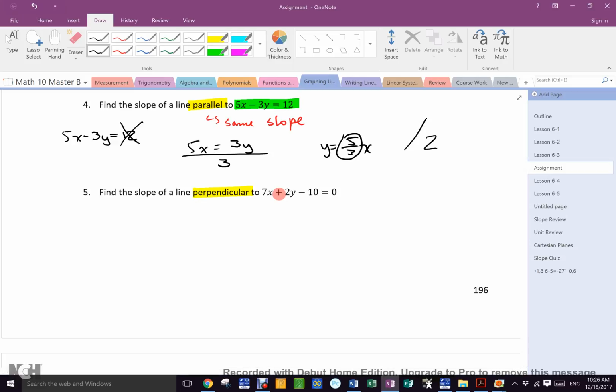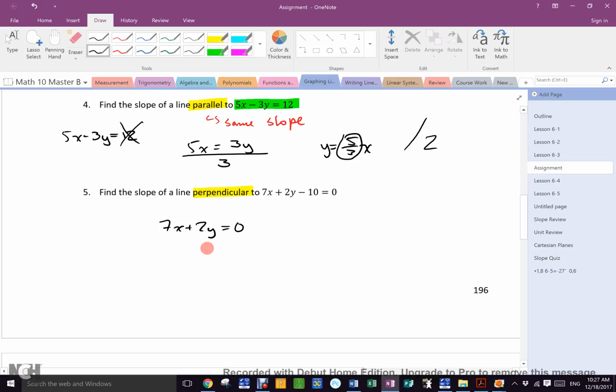Opposite reciprocals. So I have 7x plus 2y. And do I care about the 10? No, because I only care about slope, yeah? So I can get y by itself. So go. That's going to equal 0 because I don't have to care about the 10. What do I got to do with the y? Get it alone. So how do I do that?